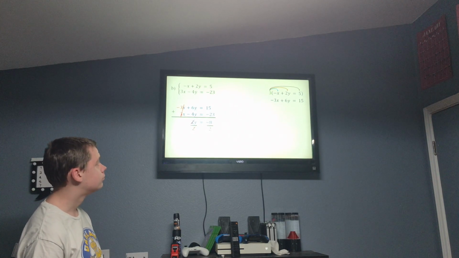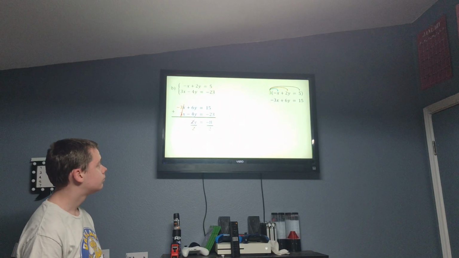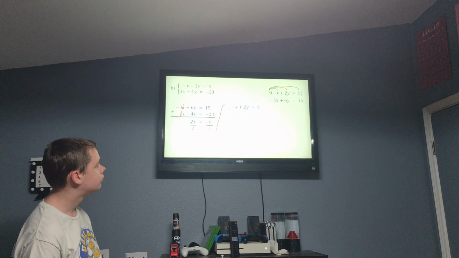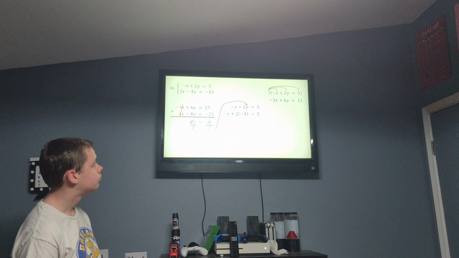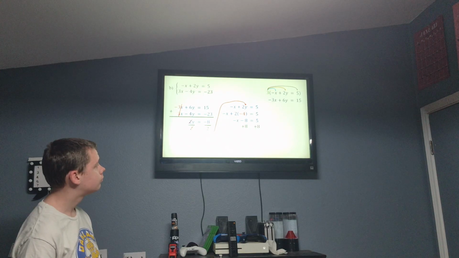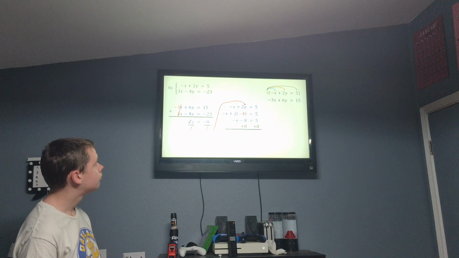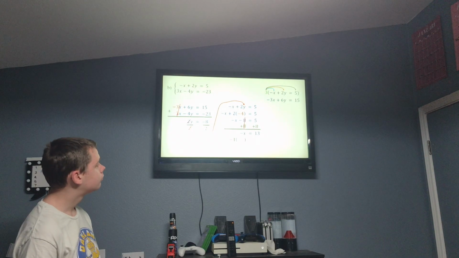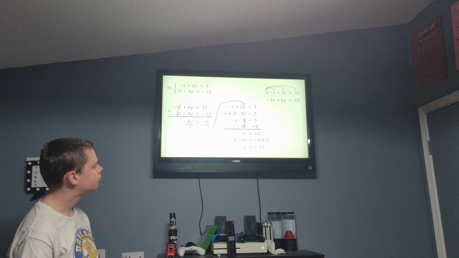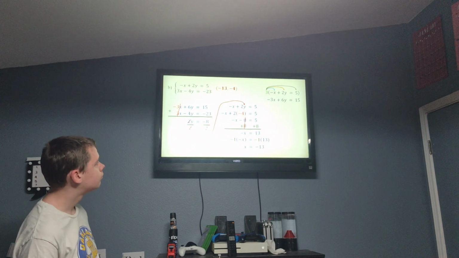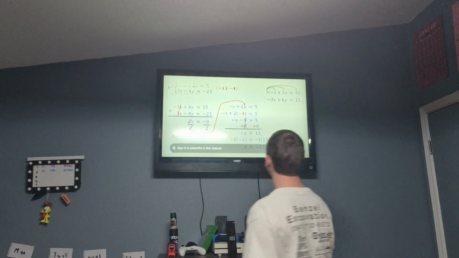The next step is to find the value of x by substituting this value of y into one of the original equations. Let's substitute it into the first equation. 2 times negative 4 is negative 8. Then add 8 to both sides of the equation. Cancel out these. 5 plus 8 equals 13. If you multiply both sides by negative 1, you get x equals negative 13. Therefore, the solution to this system of equations as a coordinate pair is negative 13 comma negative 4.